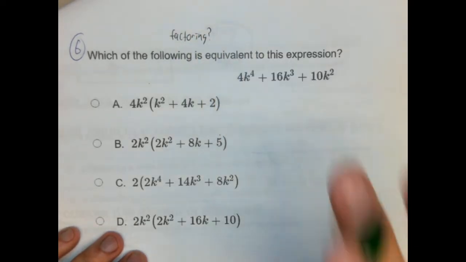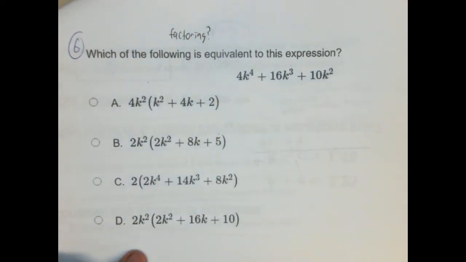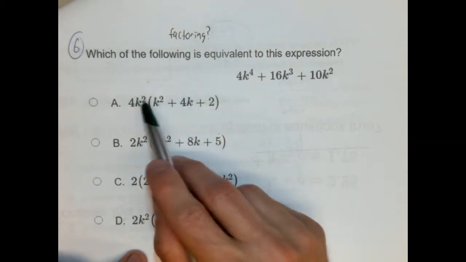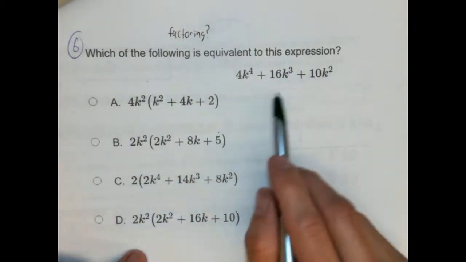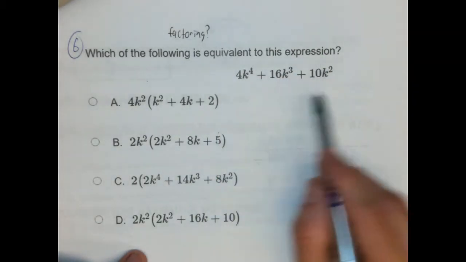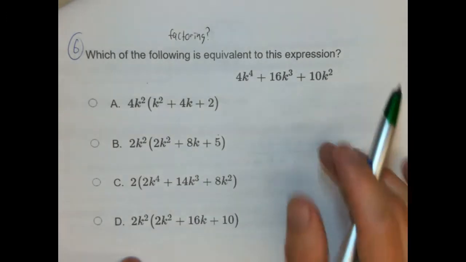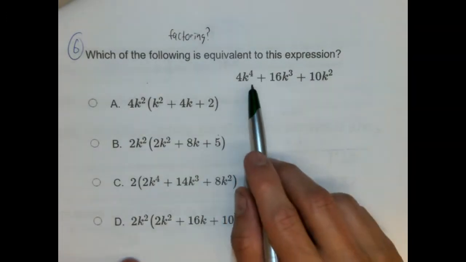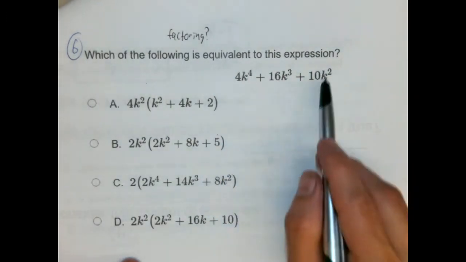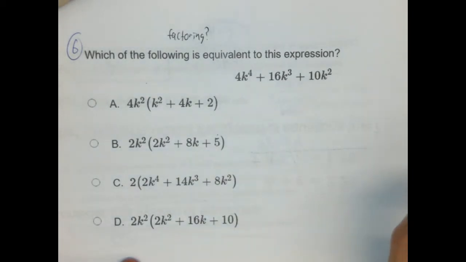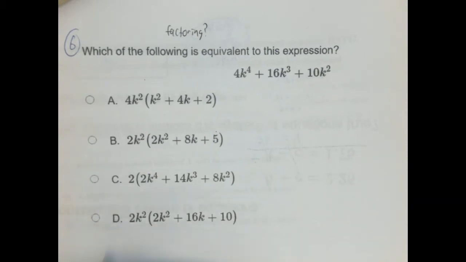But in my opinion, it's significantly easier just to distribute these options and see which one ends up with our preliminary set of terms, our trinomial. You can factor this, don't get me wrong. If you're comfortable with factoring this and just being able to identify the greatest common factor with all three of these terms, then feel free to do that. And I'll go through that in a minute. But in my opinion, it is way easier just to distribute these because most of us, by this point, have done a lot of distribution.